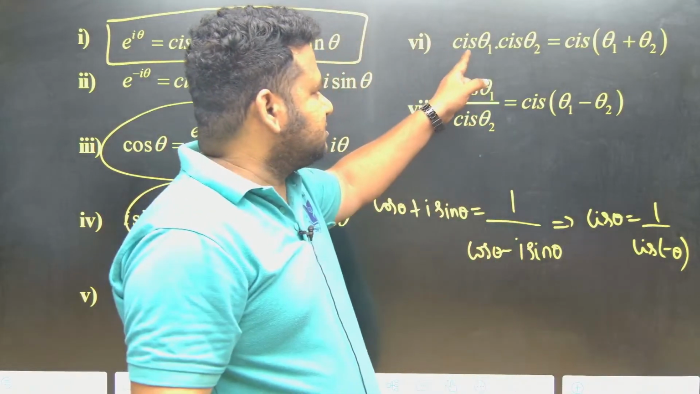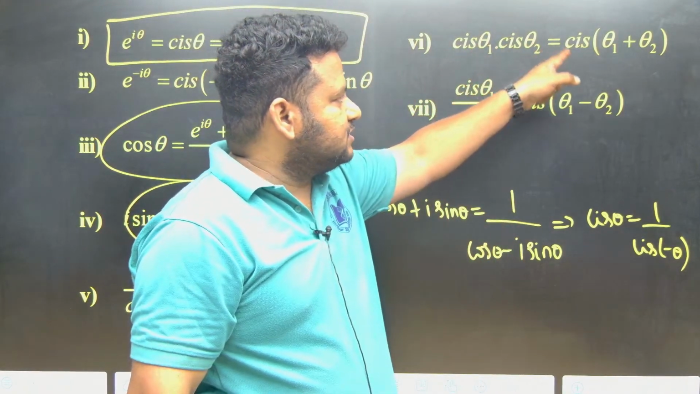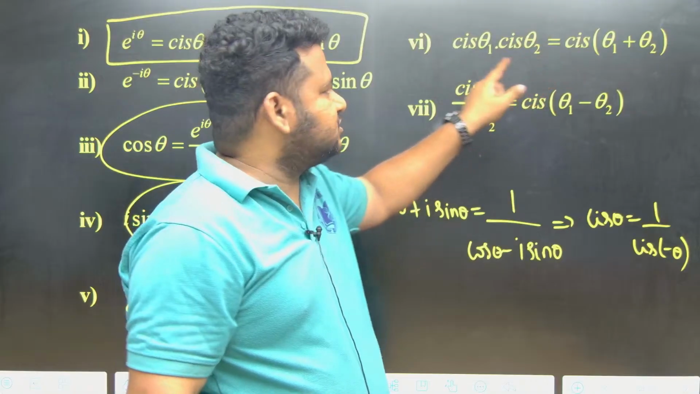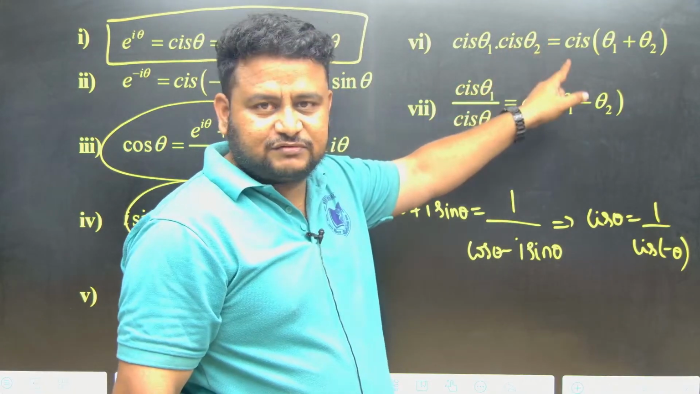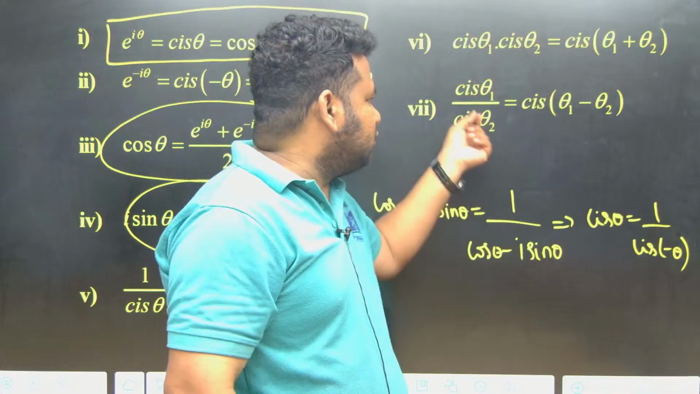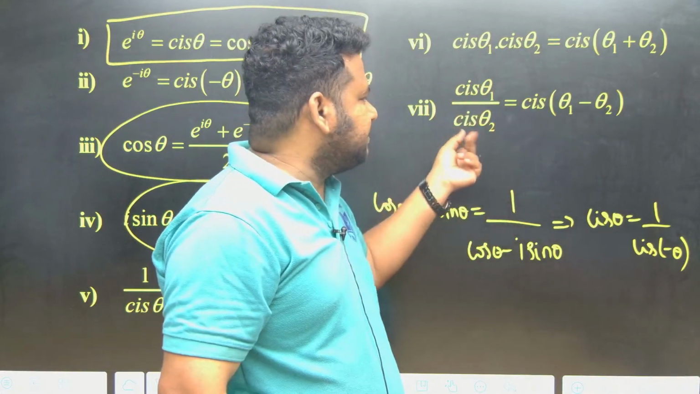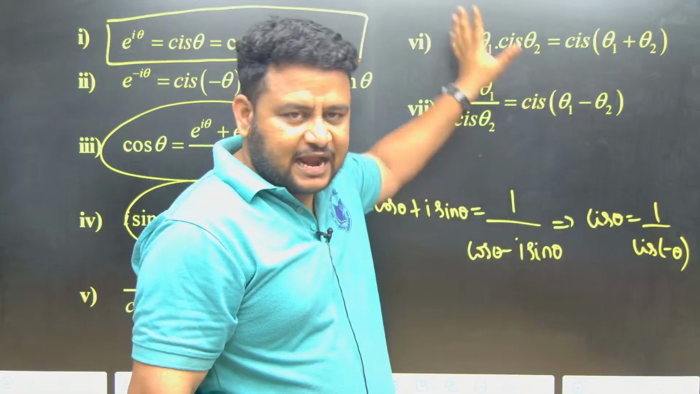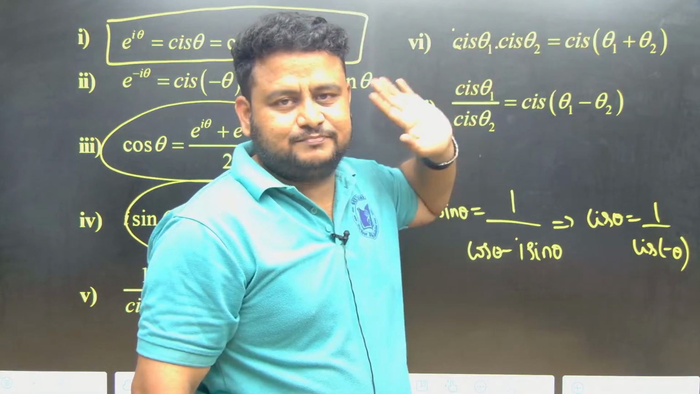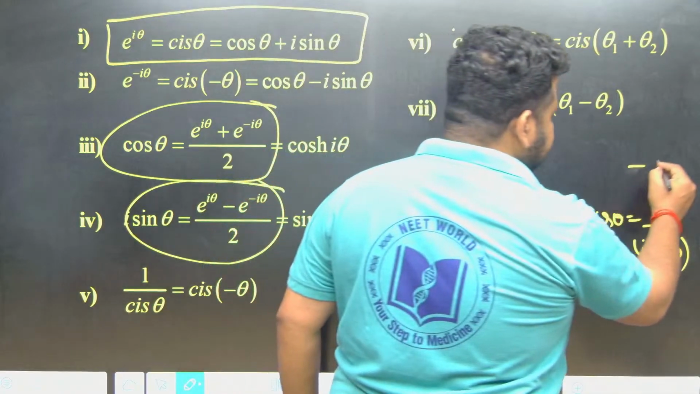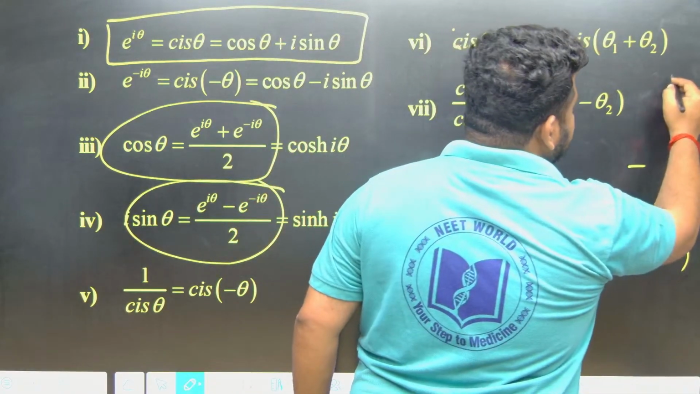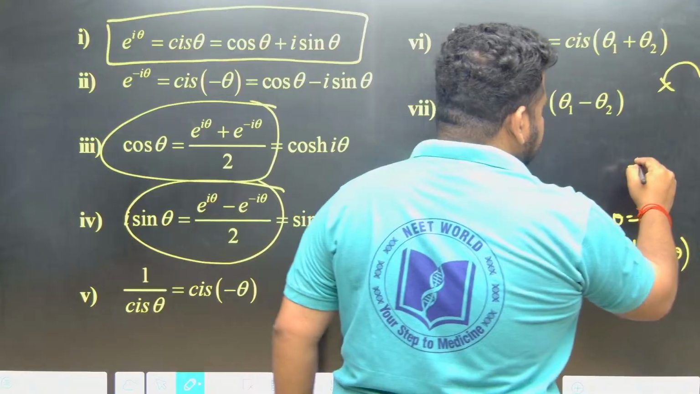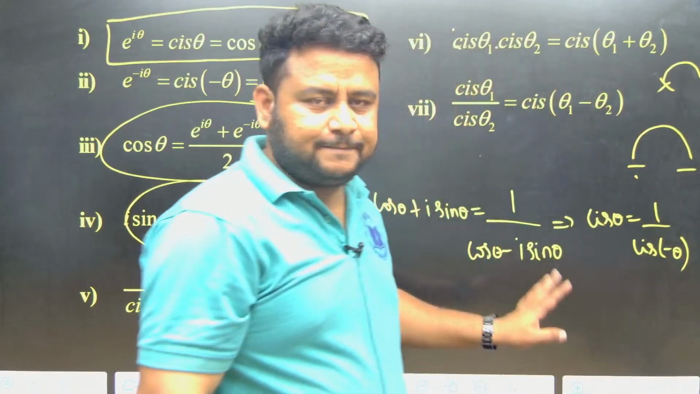Now see here, cis of theta 1 into cis of theta 2 can be written as cis of theta 1 plus theta 2. This is the same as the logarithmic rule. The product will become addition, and the division will become subtraction. Cis of theta 1 by cis of theta 2 we will write as cis of theta 1 minus theta 2. Whenever we do division, you take the difference, and whenever you do multiplication, in the end you do addition. Clear? Next thing.